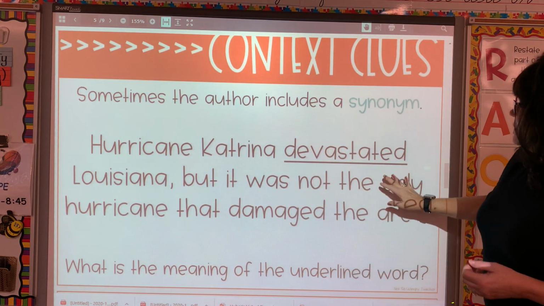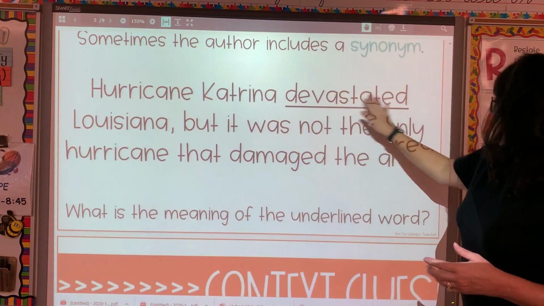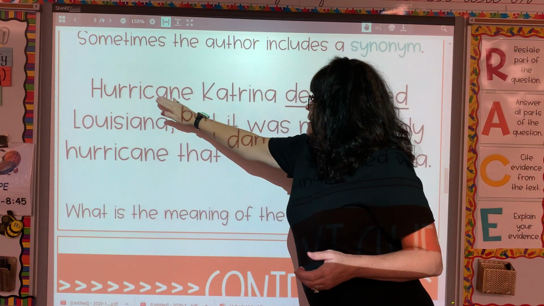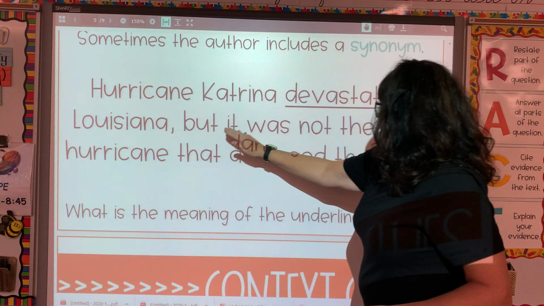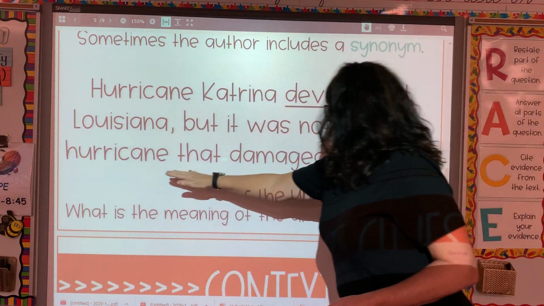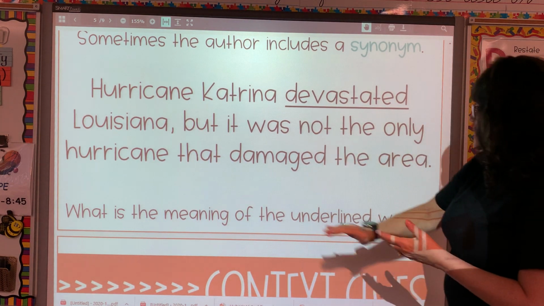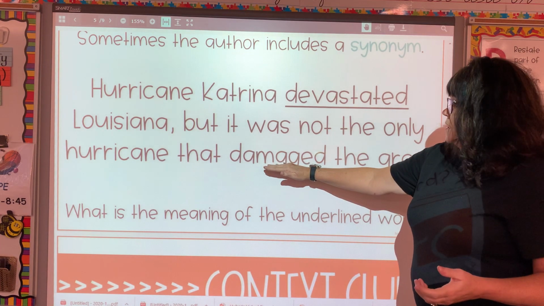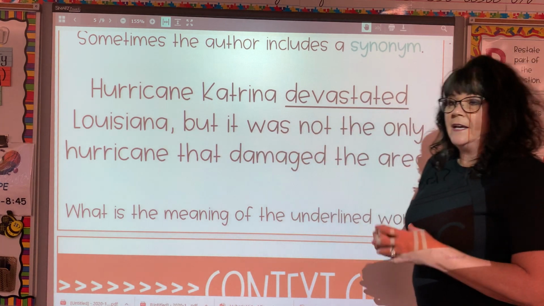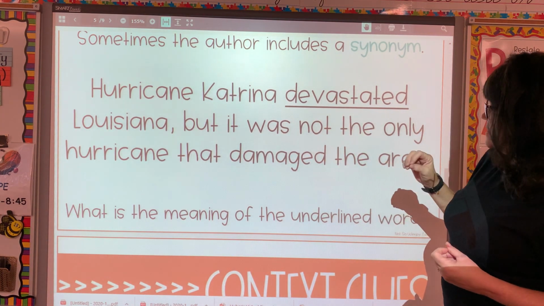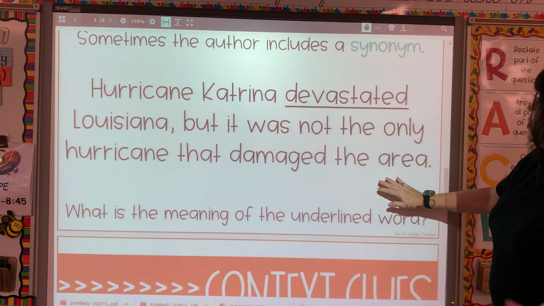All right. Sometimes the author includes a synonym. That means a word that means the same. All right, I don't know that word. So I would read, Hurricane Katrina blank Louisiana, but it was not the only hurricane that damaged the area. Oh, my synonym is, it means it's damaged. So Hurricane Katrina damaged Louisiana. Now I know what the meaning of that sentence is. All right, but the word is actually devastated. So you look for the synonyms.